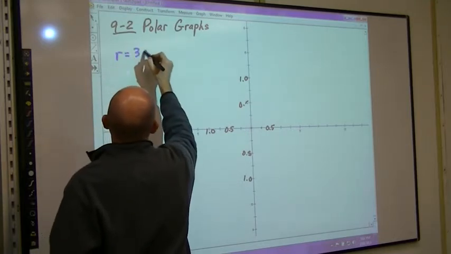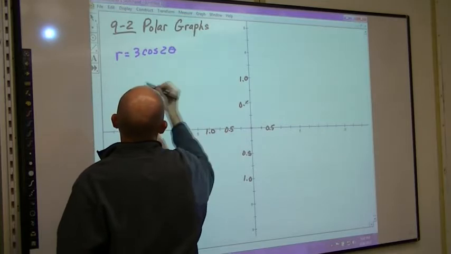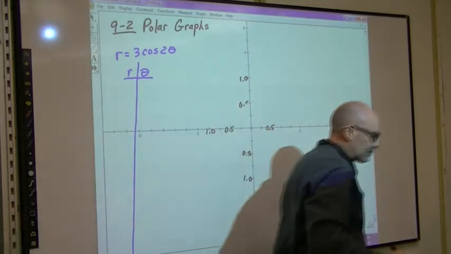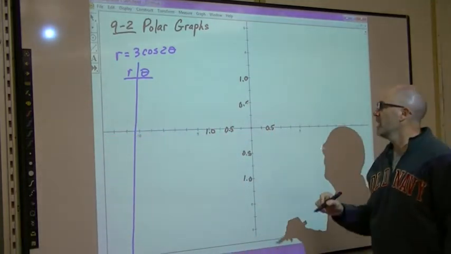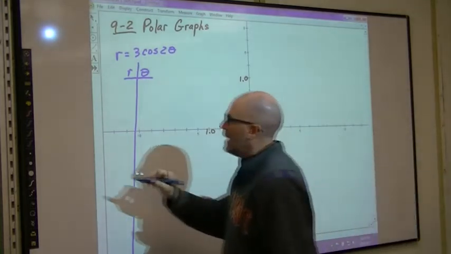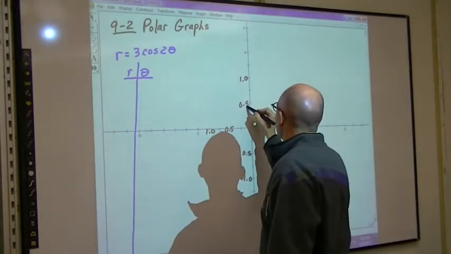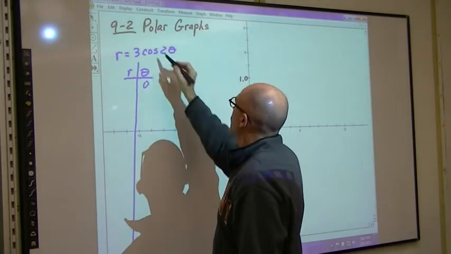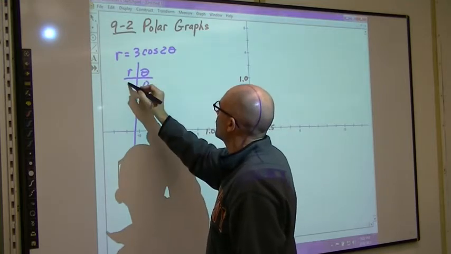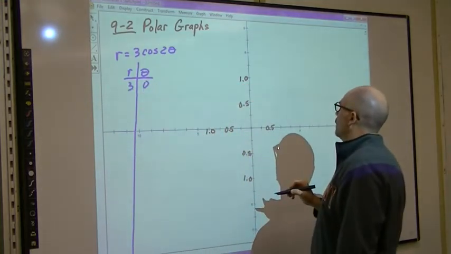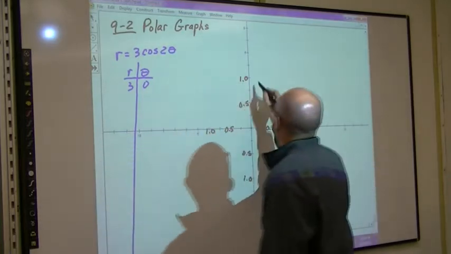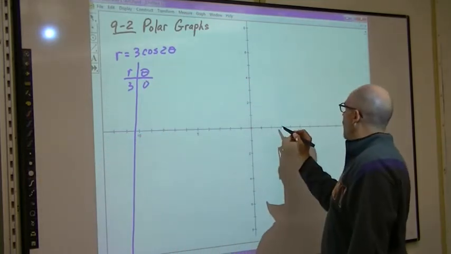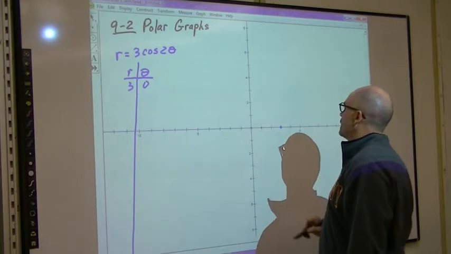R equals 3 cosine 2 theta. Same thing now. We're going to pick thetas, find r's. Now, the problem is, if I pick thetas like, let's say, well, let's take our first theta as 0. So cosine of 0 is 1, 3 times 1 is 3. So, you know what, let's change our scale back. We'll make our scale 1 now, so there's the point 3, 0.